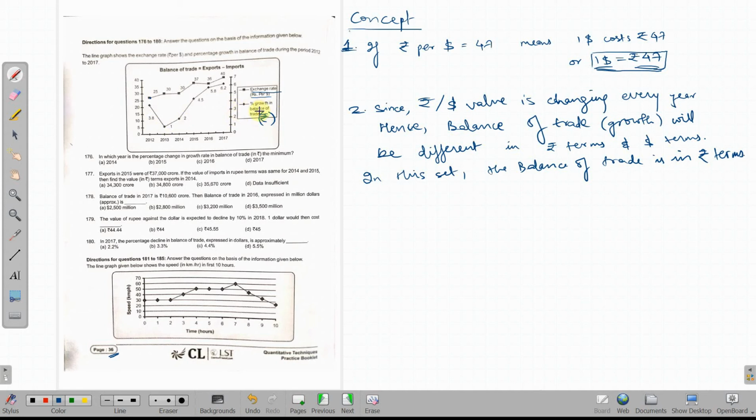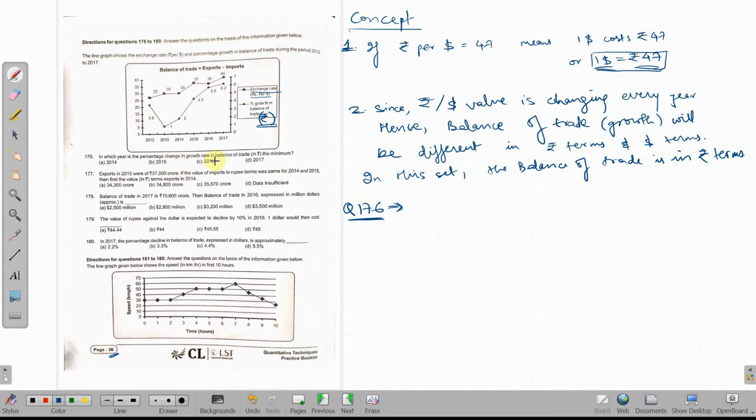Something which was missing in the question, here you need to assume, or basically when I checked the question, I realized that this thing is missing over here. The percentage growth in balance of trade, the second graph that you have over here, is in rupee terms. This is the growth when we consider the balance of trade in rupees. This is one important thing which you need to consider in this set. Now if you have these two pieces of information, let us try to solve the questions. I'll solve 3 to 4 questions from this, and I hope you understand what is to be done in this question, and then you'll be able to solve the others also.